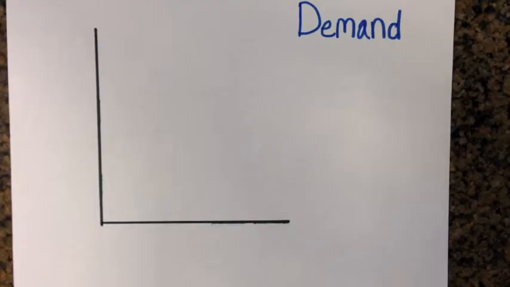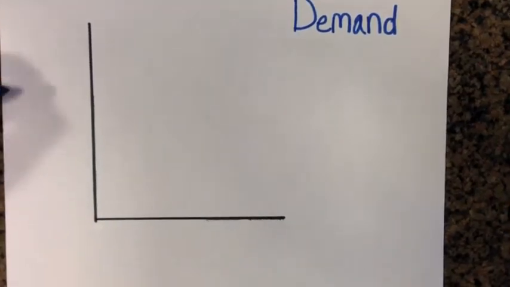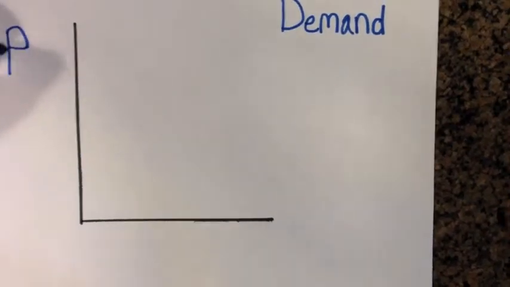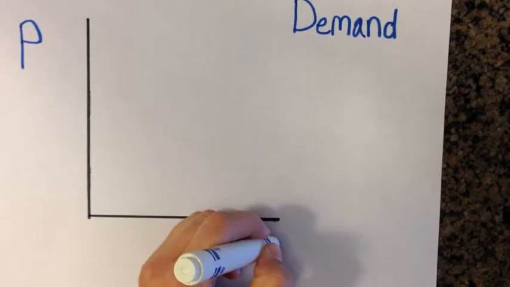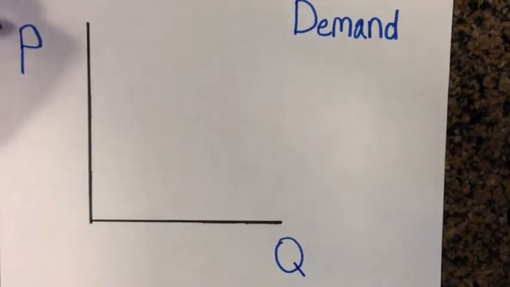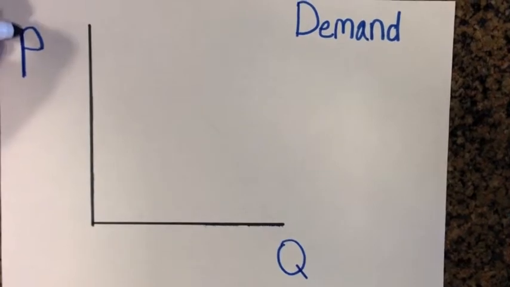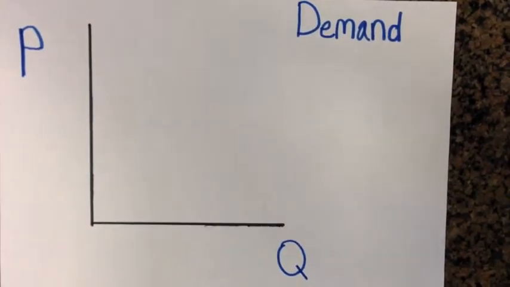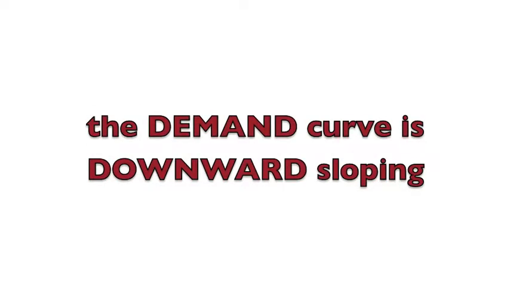prices. When drawing a demand graph, it is important to correctly label the axes. The y-axis is always labeled price, and the x-axis labeled quantity. A tip to remember this is that the P runs vertical, just like the y-axis. Remember, the demand curve is downward sloping.